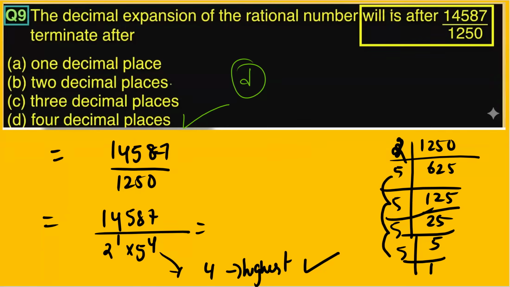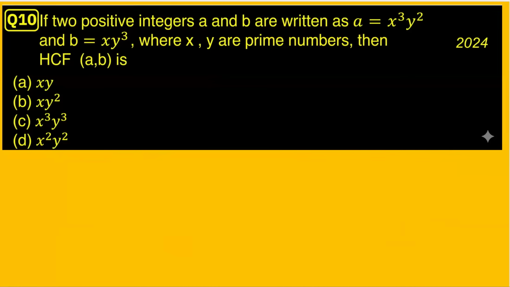So next question: if two positive integers a and b are written as a = x^3 y^2 and b = x y^3, where x and y are prime numbers, then the HCF of these two numbers is? Let us take our a value: a is equivalent to x to the power of 3 y squared, and then our b is x y cubed.